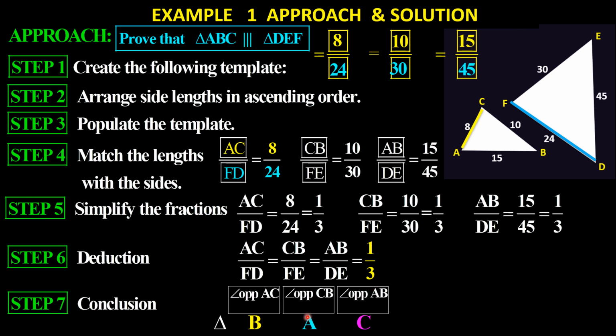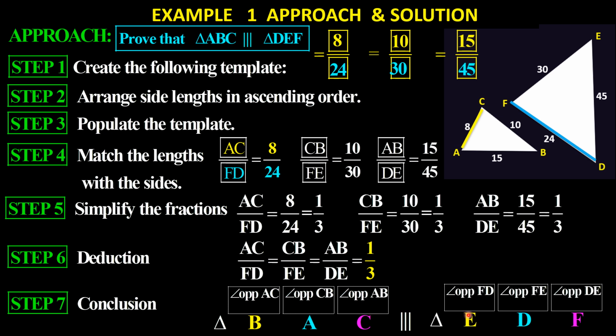So let's see, that's actually what we're doing now. Because opposite AC, I get the B. Opposite CB, I get the A. Opposite AB, I get my C. And in exactly the same way, opposite FD, because it's FDE, opposite FD is the E.